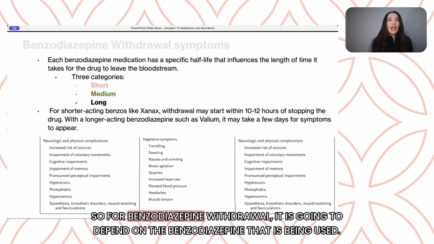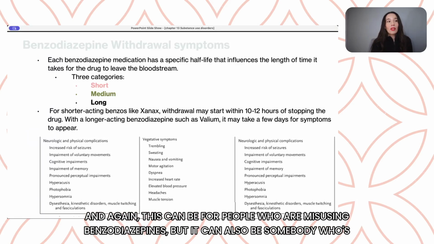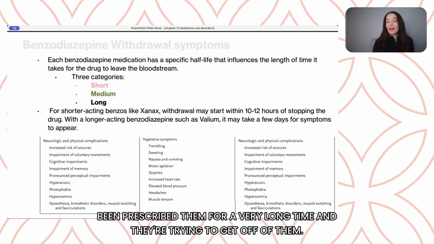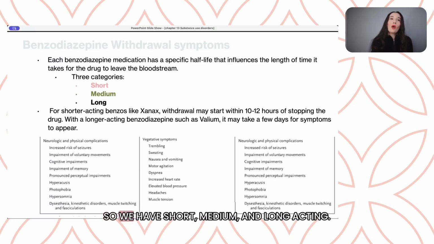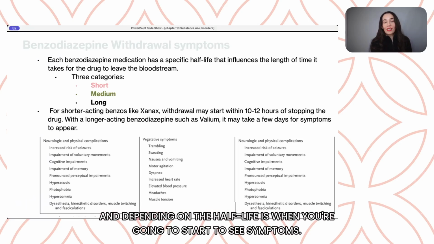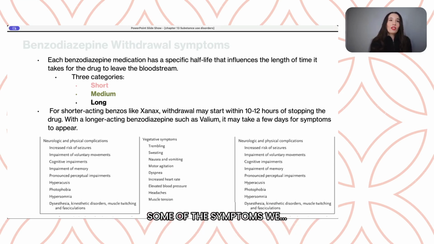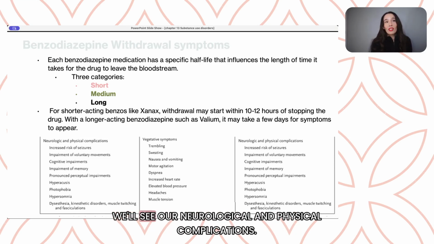For benzodiazepine withdrawal, it is going to depend on the benzodiazepine that is being used. And again, this can be for people who are misusing benzodiazepines, but it can also be somebody who's been prescribed them for a very long time and they're trying to get off of them. So we have short, medium, and long acting, and depending on the half-life is when you're going to start to see symptoms. Some of the symptoms we will see are neurological and physical complications.